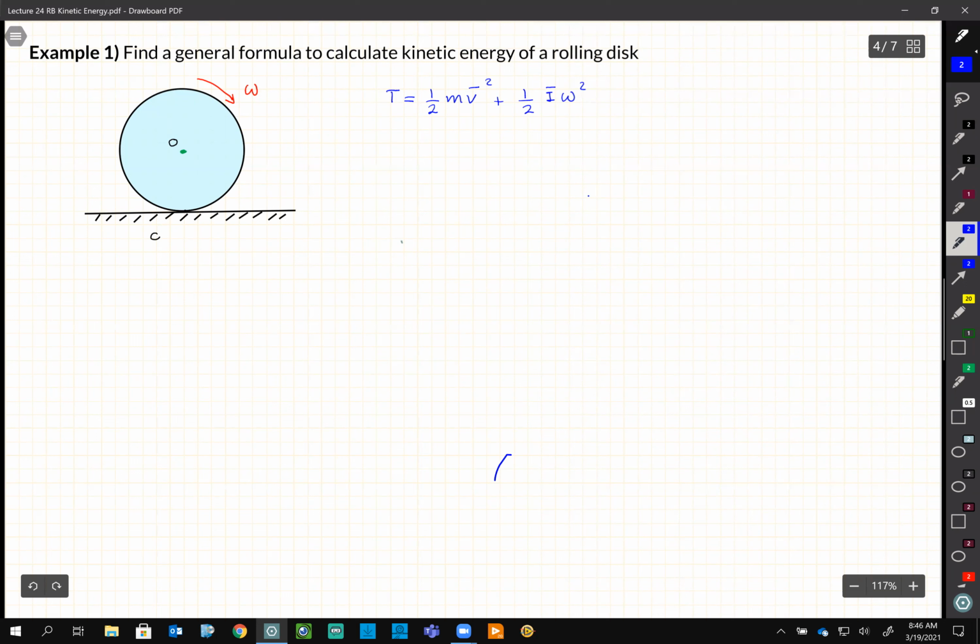Let's solve it first this way. If I substitute the values, I will get 1/2 m r squared omega squared plus 1/2... what is I bar for a disk? Half of m r squared omega squared. So I will get 3/2. Am I right? 1/2, 1/4.